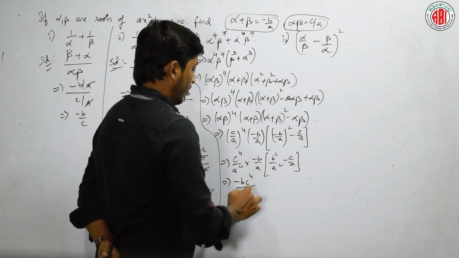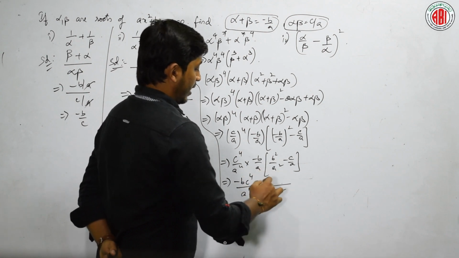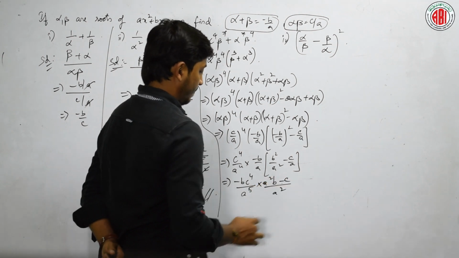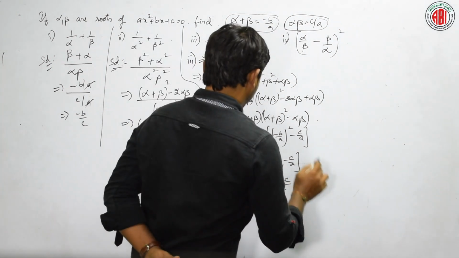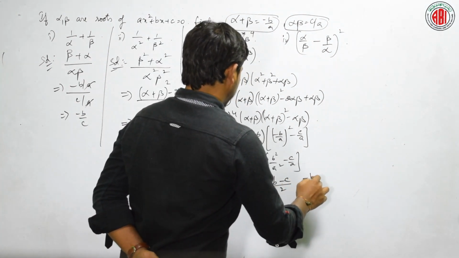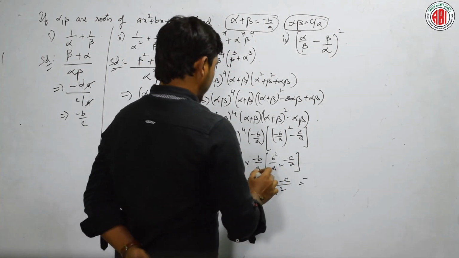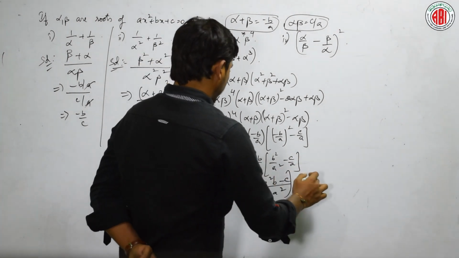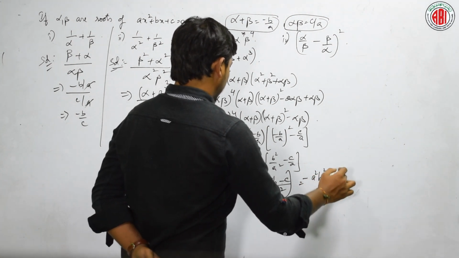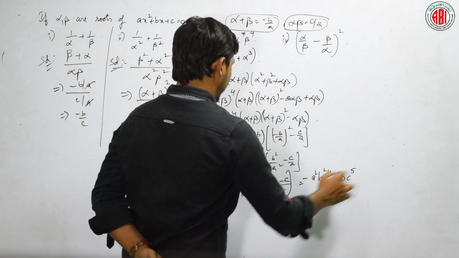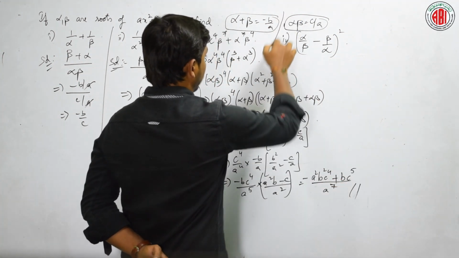Minus bc power 4, a power 5. Here the LCM is a square, so I will get a square b minus c. If you want to simplify more, you can, or else we can directly put it as minus, let me multiply this term to both the terms: minus a square b square c power 4 plus b c power 5 by a power 7. This is my answer.